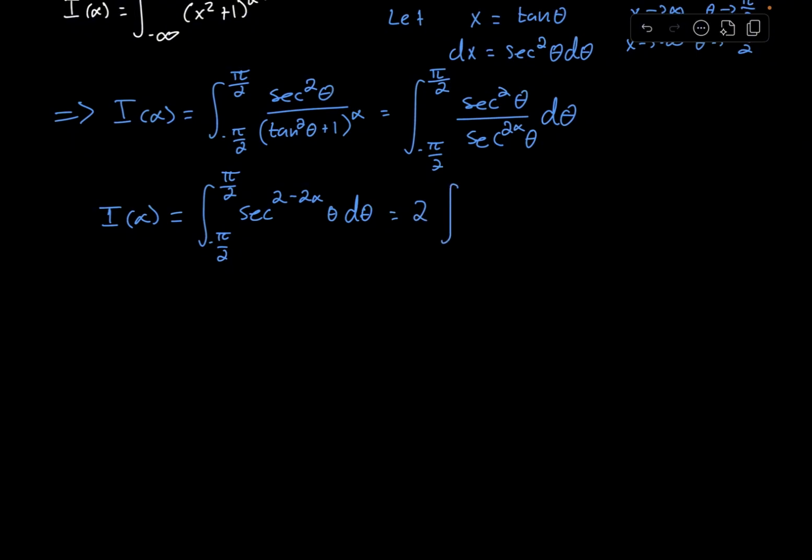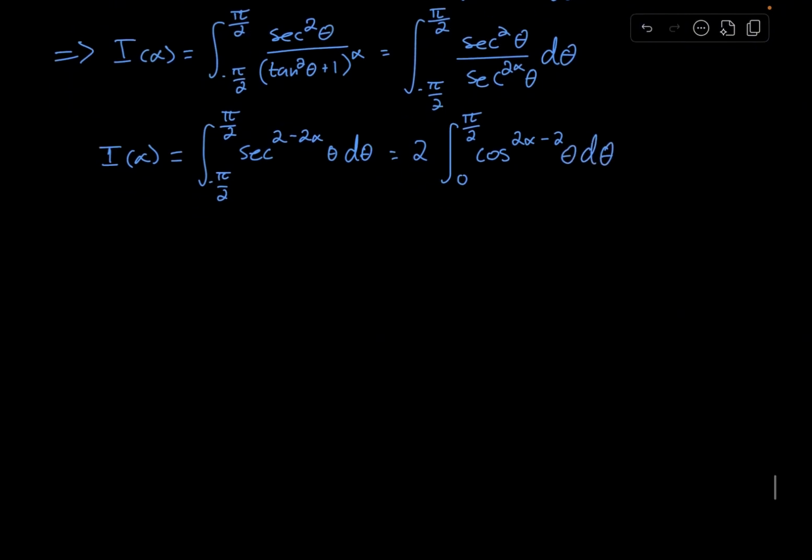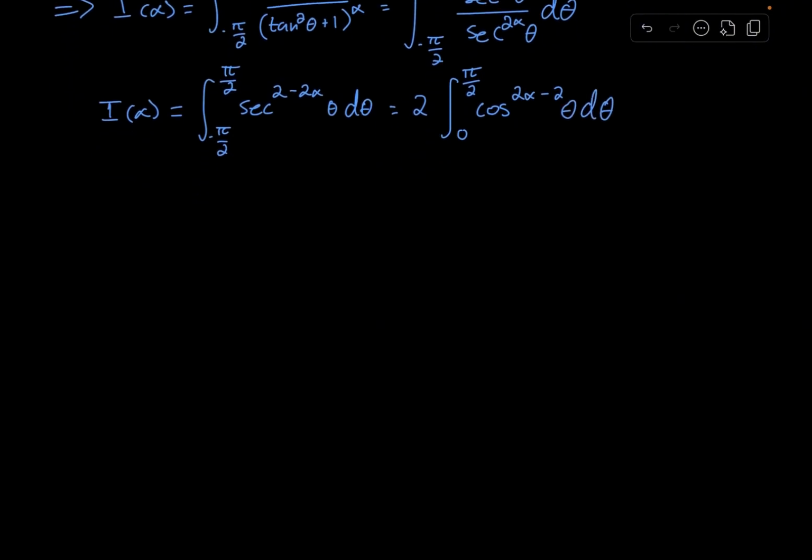And keep in mind, secant is an even function, so we can write this as 2 times the integral from 0 to pi by 2. And then we can include a negative 1 into the exponent by turning secant into cosine. So we get cosine to the 2 alpha minus 2 theta d theta. Okay.